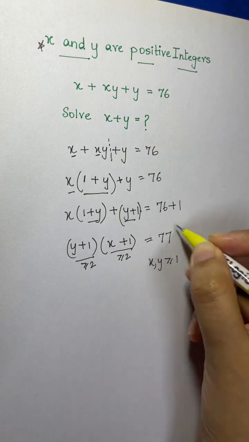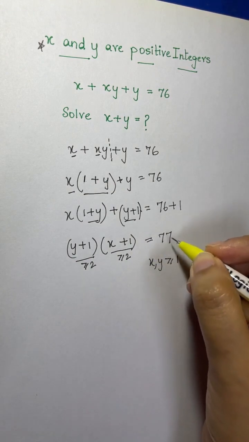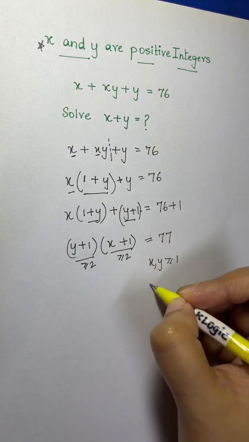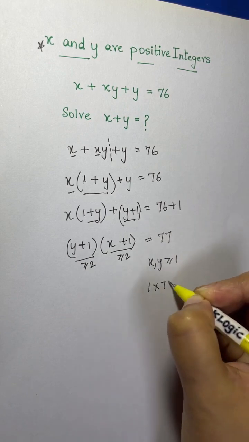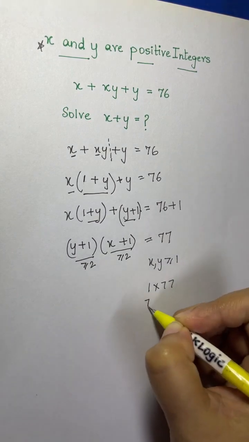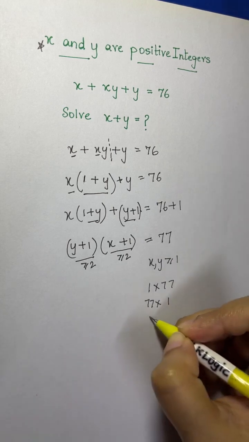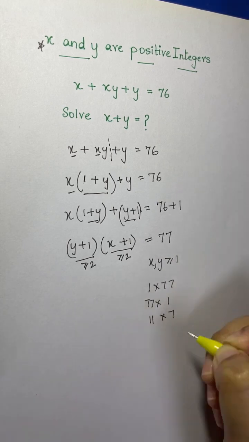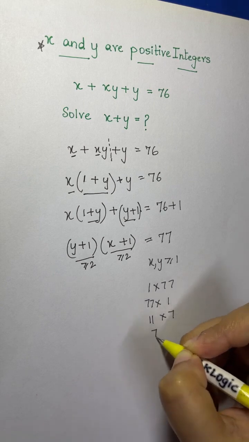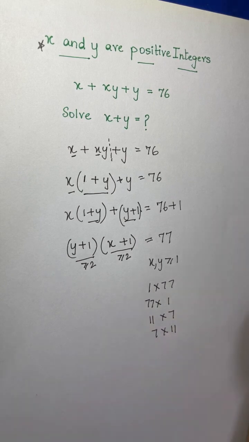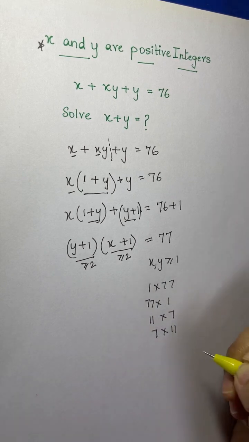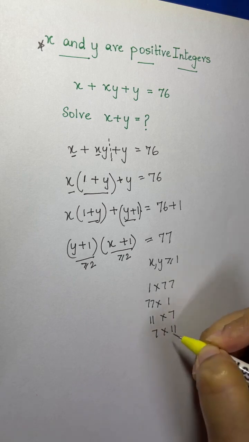Now let's find out the factors of 77. How many factors do you have? 1 times 77. Then you can have 77 times 1. Then you can have 11 times 7. Then you can have 7 times 11. Is that right? I think most probably you will have 4 factors.